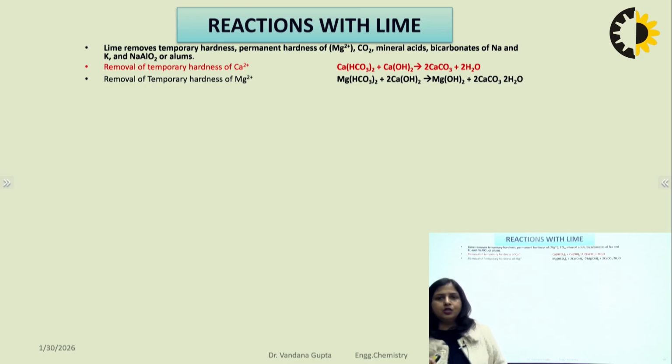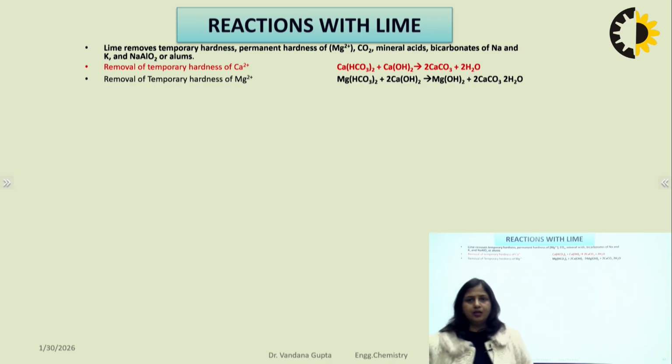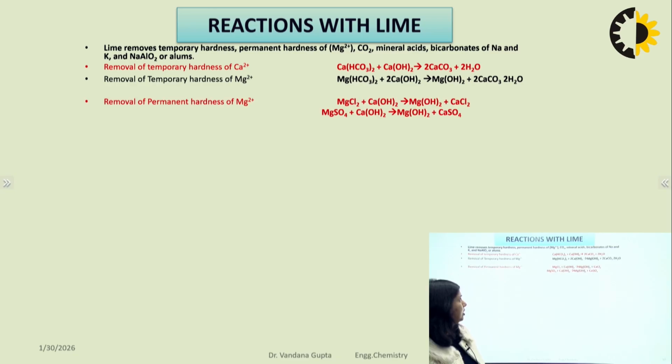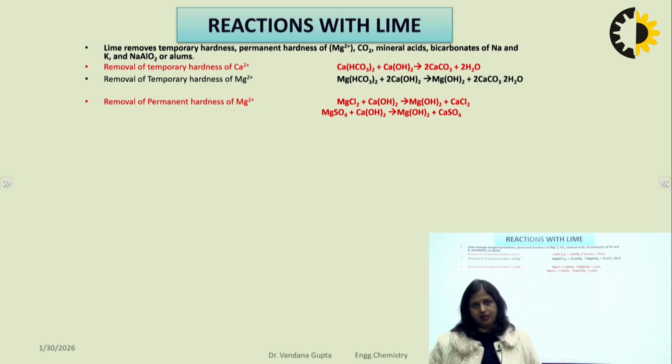There is only one salt which can cause temporary hardness of magnesium, that is magnesium bicarbonate. When water contains magnesium bicarbonate, it reacts with lime and forms magnesium hydroxide, that is insoluble in water. So magnesium hydroxide can be easily separated and lime can remove temporary hardness of magnesium as well as calcium. But in case of magnesium, we require twice the amount of lime. Now move on to the next reaction.